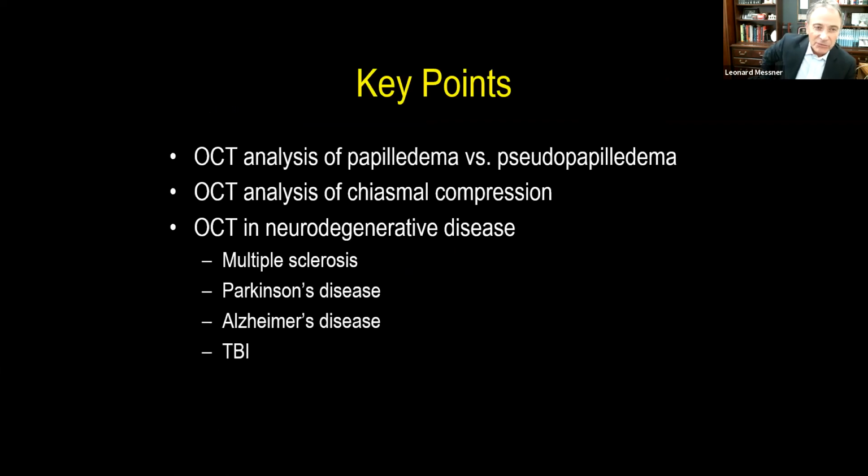And the key points of this evening's discussion are as follows. I'm going to begin with a discussion of papilledema and specifically the OCT findings associated with both papilledema as well as pseudopapilledema. From there, I'm going to talk a little bit about the OCT findings in the setting of chiasmal disease, or specifically chiasmal compression or insult. And from there, we're going to finish with a discussion of OCT and its relevance in a variety of neurodegenerative disorders, including multiple sclerosis, Parkinson's disease, Alzheimer's disease, and then finally work that we've been doing in the area of traumatic brain injury and chronic traumatic encephalopathy.